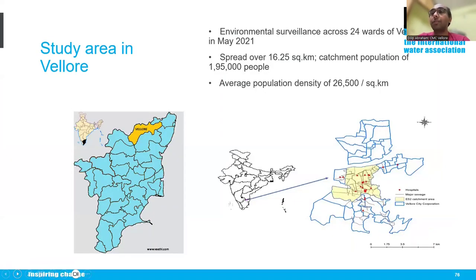Thank you. So Vellore is a district in Tamil Nadu, which is a state in South India. So the wastewater surveillance that we have here is spread across 24 wards. Ward is an administrative subunit in the Vellore city. And the area is spread over 16.25 square kilometers with a population of 200,000, an average population density of 26,000. Next slide, please.